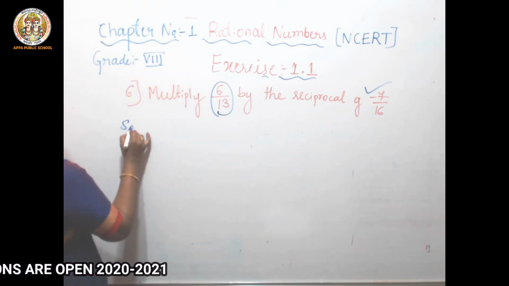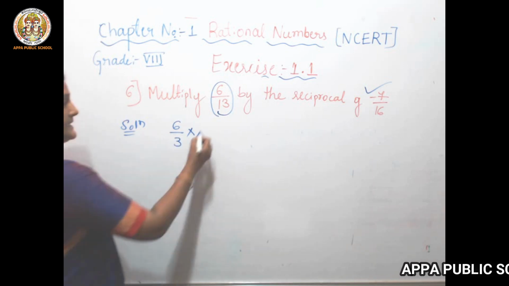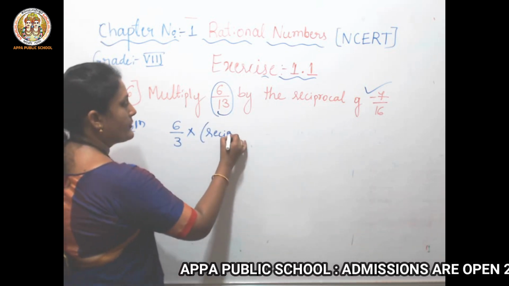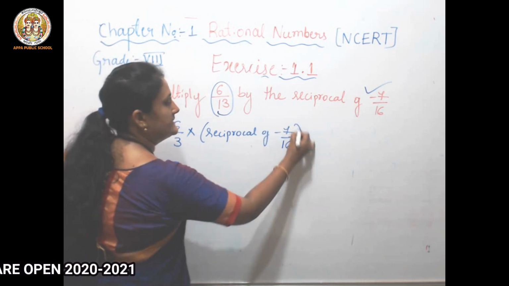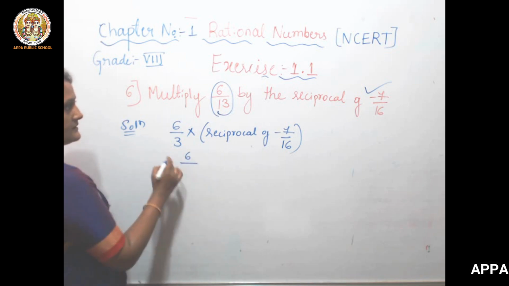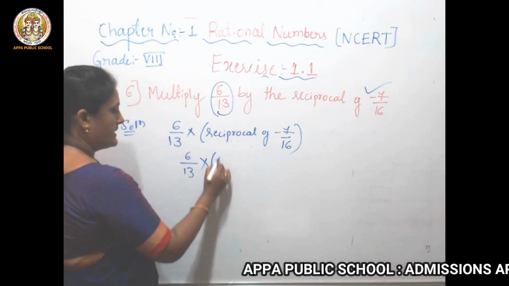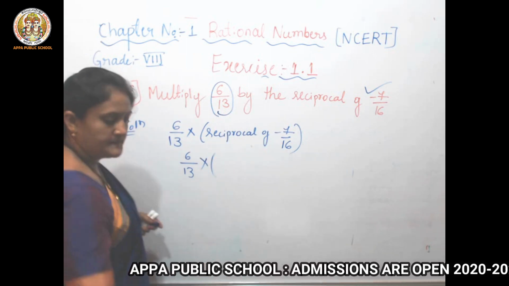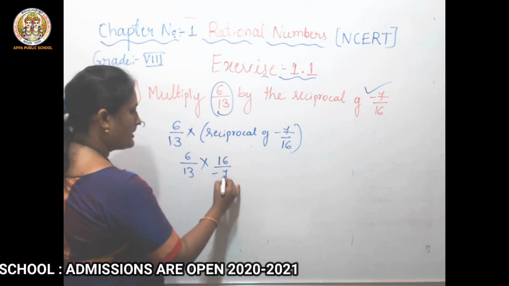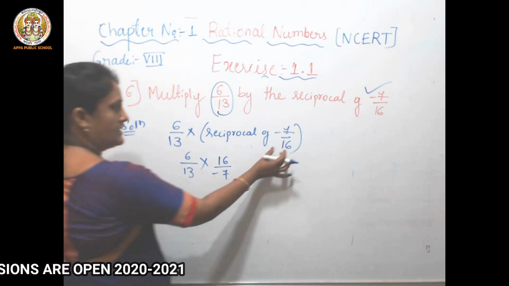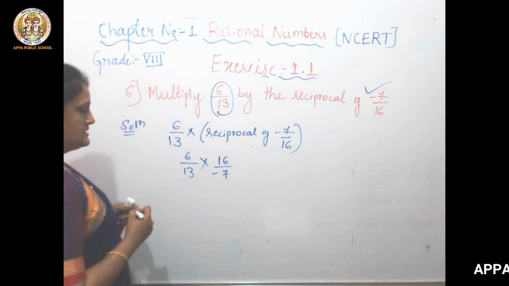Okay, so first write 6 by 13 multiplied by the reciprocal of minus 7 by 16. 6 by 13 as it is, into the reciprocal of this. What can we get? That is 16 by minus 7, or else minus 16 by 7. For the reciprocal, we have to write the inverse, so minus 16 by 7.